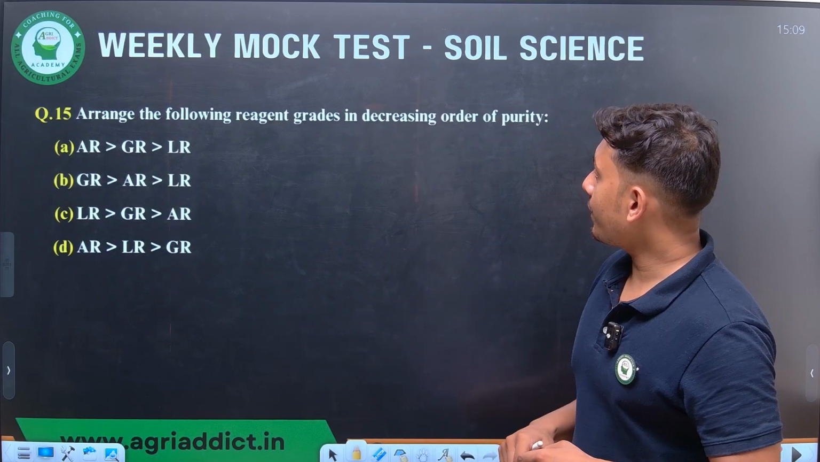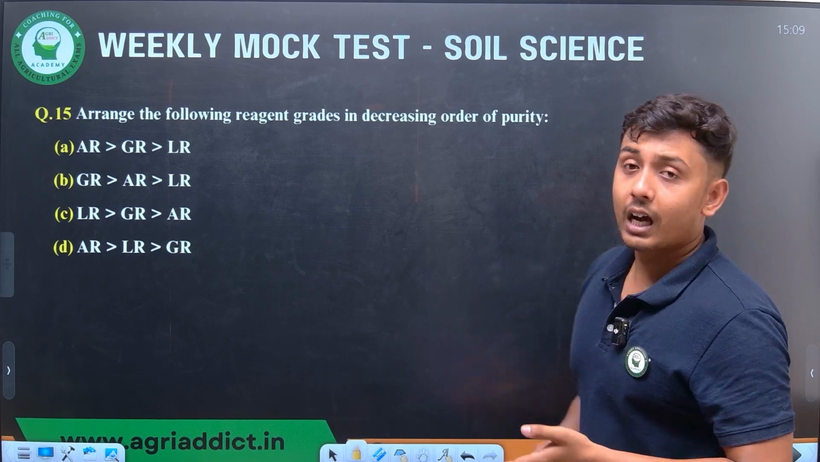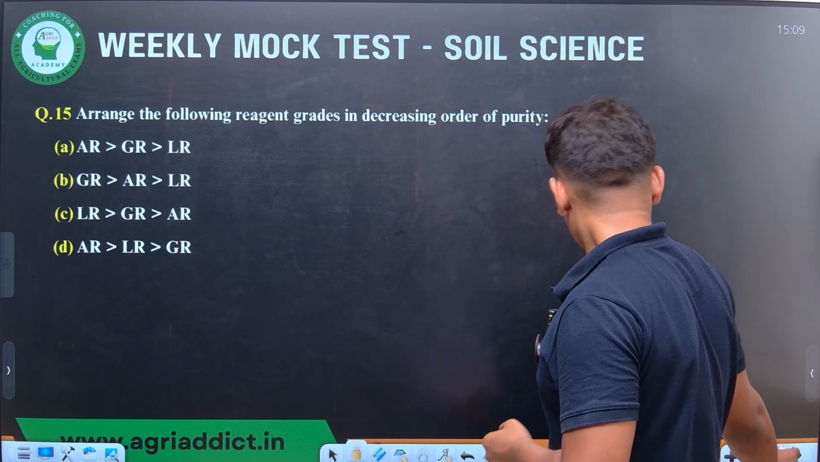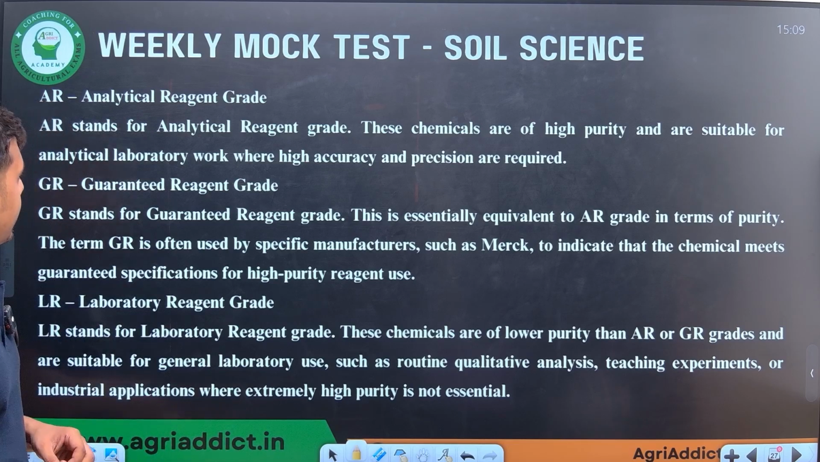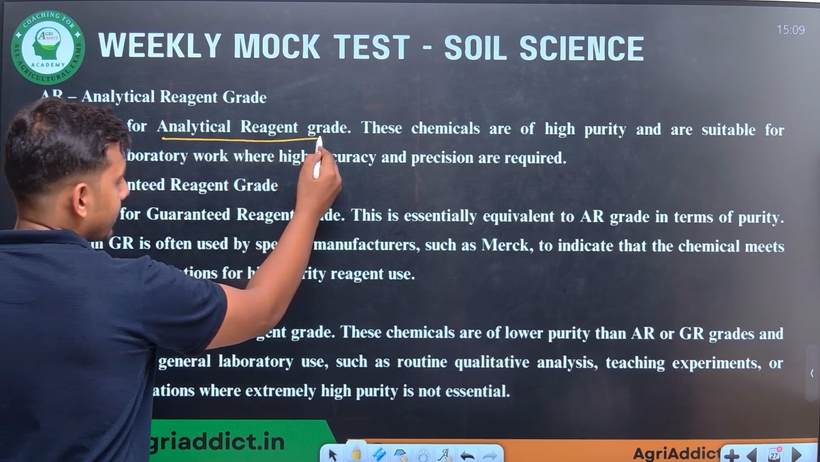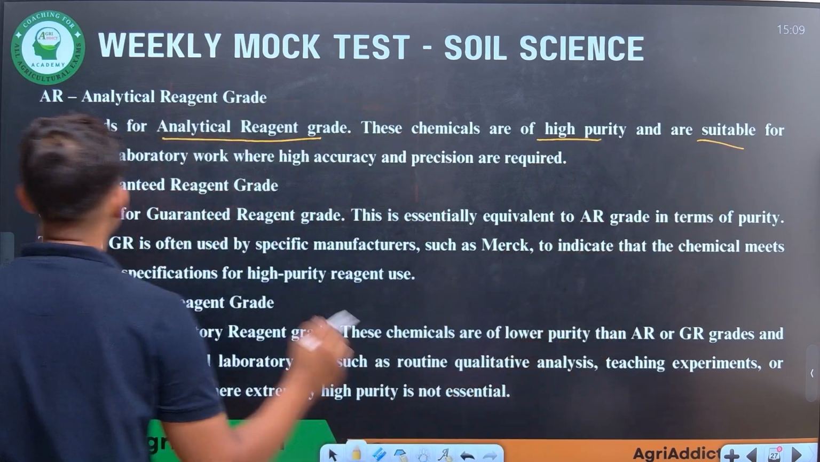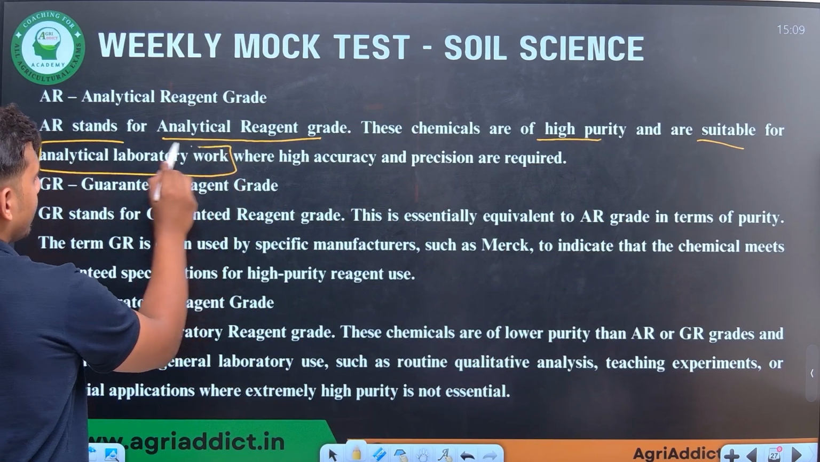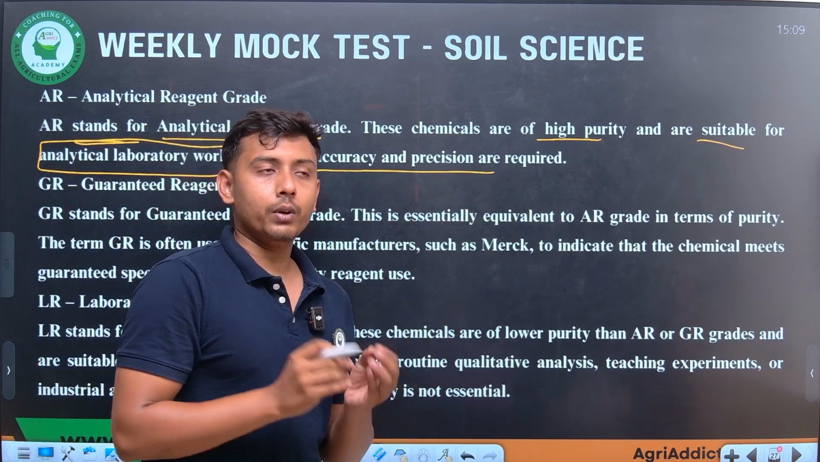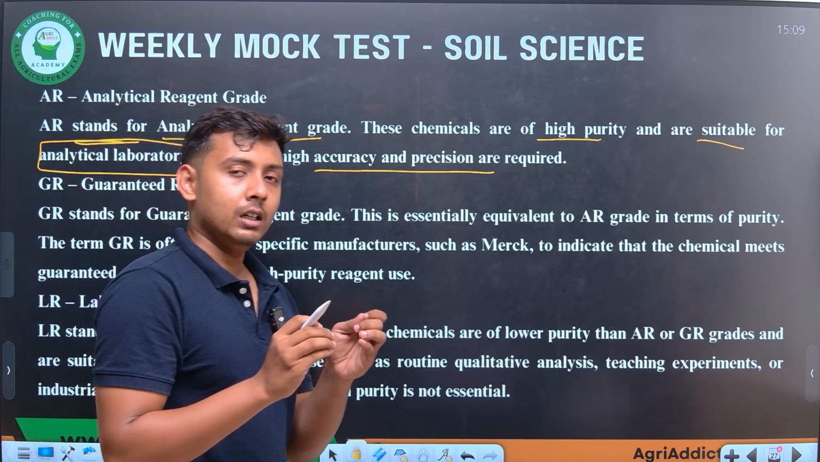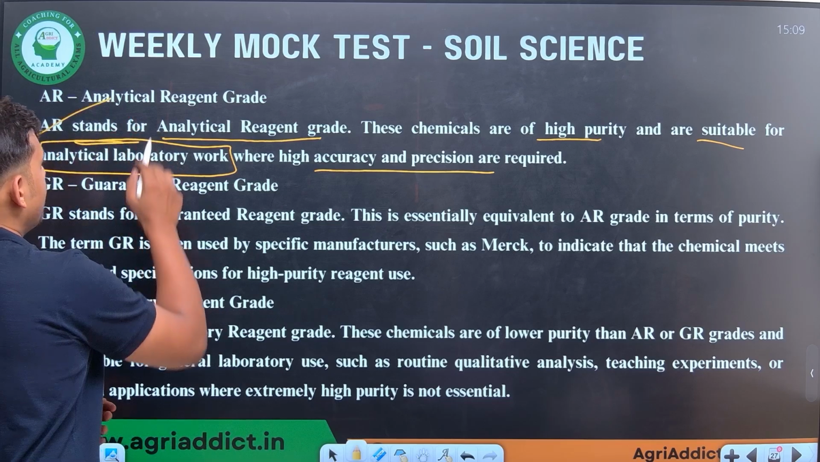Next, arrange the following reagent grades in decreasing order of purity. Okay, so what are AR, GR and LR? First, what is AR? AR is analytical reagent grade. These are of high purity and are suitable for analytical laboratory work, where high accuracy and precision is required, when we require very precise data, and for research or laboratory work.